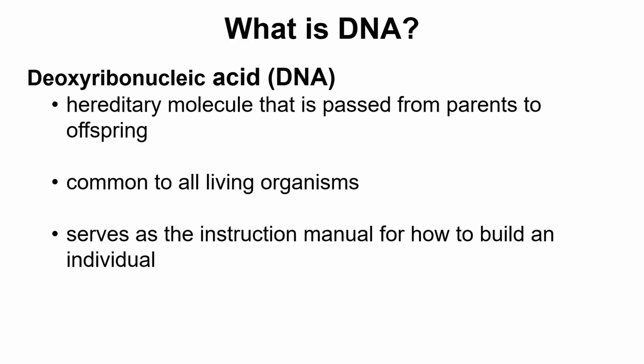If we're going to be talking about cell division, we need to talk about DNA. Deoxyribonucleic acid, also known as DNA, is the molecule that is passed from parents to offspring. So the DNA that is found inside your cells, half of it came from mom, and the other half came from dad. It is common to all living organisms. It serves as instructions on how to make an individual.